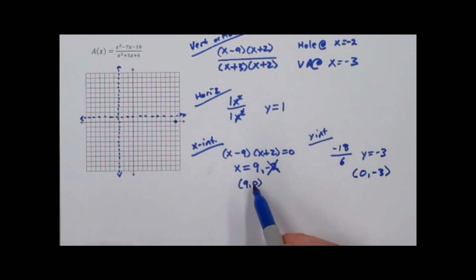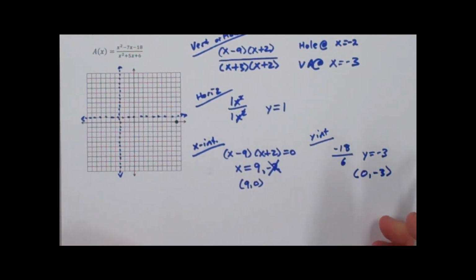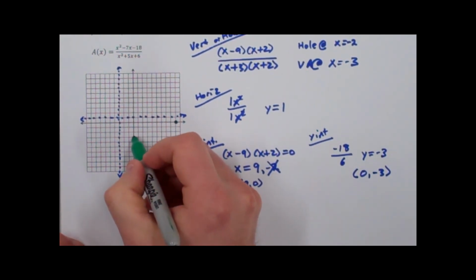So in either case, you're going to have 0 in either the x or y position. If you're solving for the x-intercept, it'll be in the y position. For the y-intercept, it'll be here in the x position. And we can use the green marker here to indicate that 0, -3.